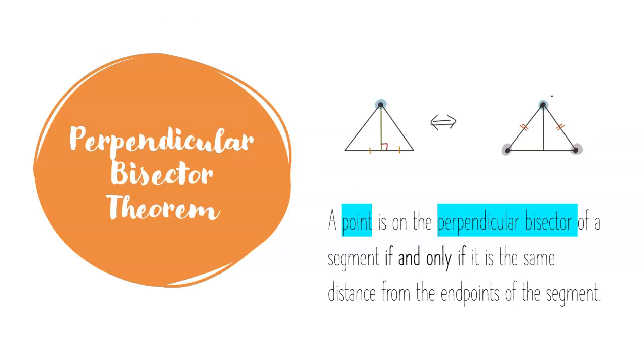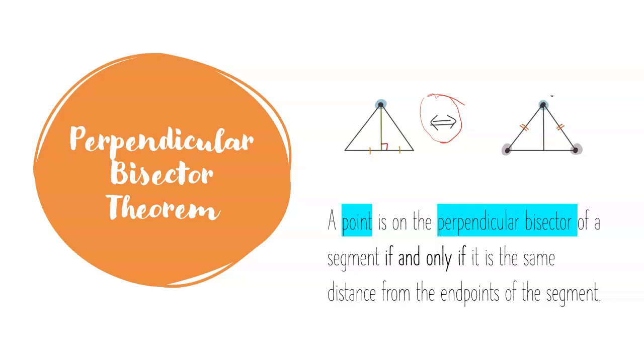In words, so this is something that you could write down, the perpendicular bisector theorem says a point is on the perpendicular bisector of a segment if and only if it is the same distance from the endpoints of the segment. This is a two-way arrow here. It means you can use this theorem in both directions. So if I know that a point is equidistant from my two endpoints of my segment, then I know that that point is also on the perpendicular bisector.